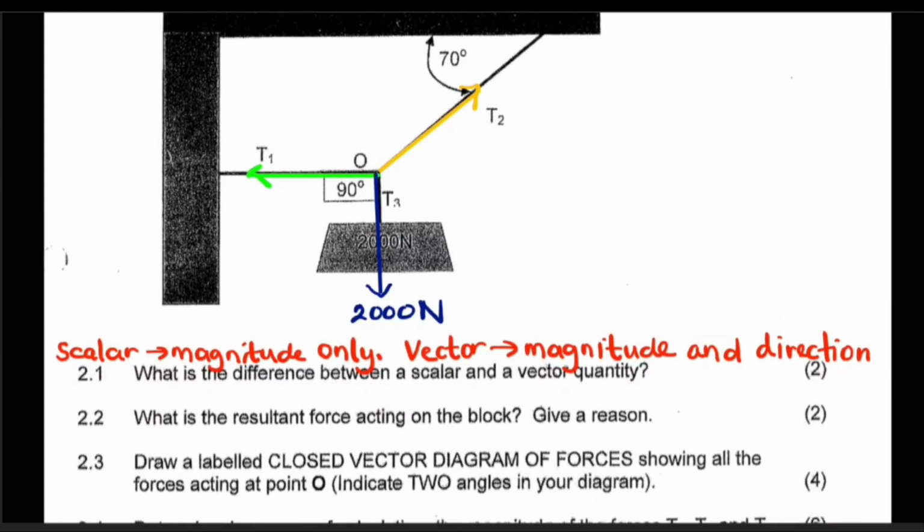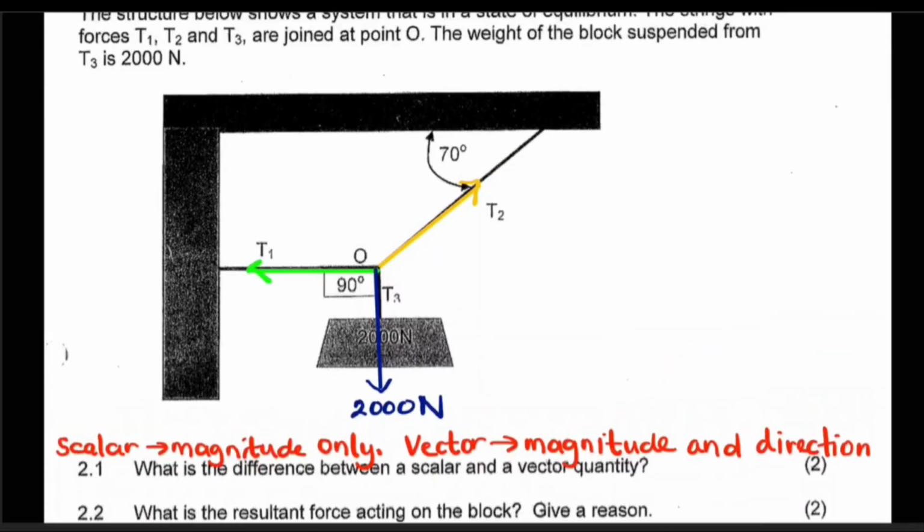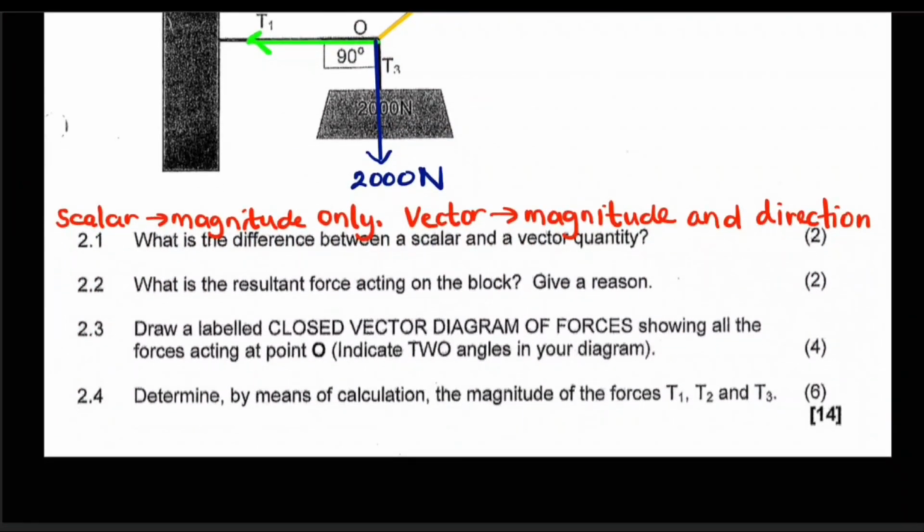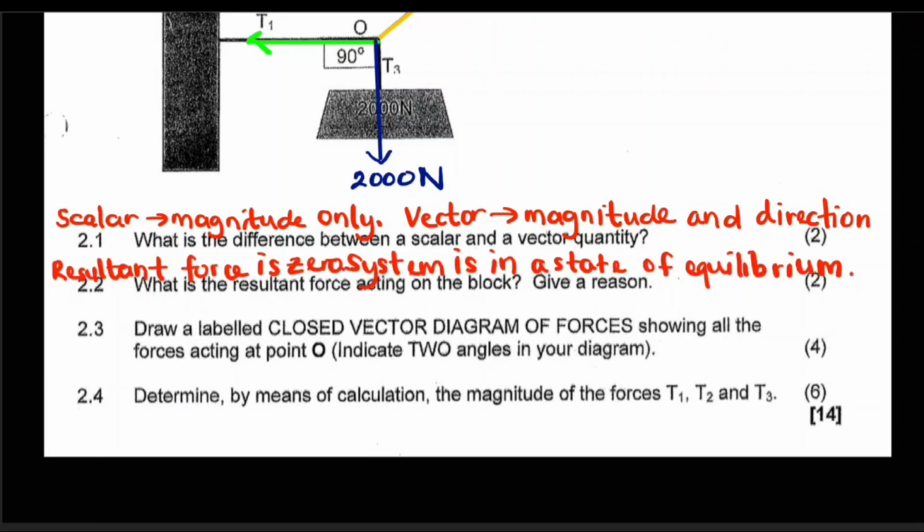2.2 says, what is the resultant force acting on the block? And give a reason. Now they've mentioned something important here. The system is in a state of equilibrium. So we know that the resultant force acting on the block is going to be 0. And the reason is that the system is in a state of equilibrium.